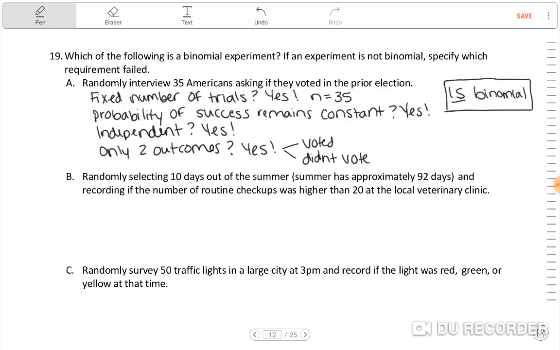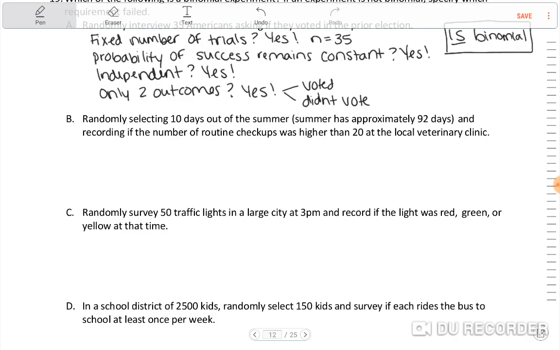There we go. Letter B says randomly selecting 10 days out of the summer. Summer has approximately 92 days. And recording if the number of routine checkups was higher than 20 at the local veterinary clinic. Well, let's see. I don't know. Fixed number of trials. So they selected 10 days. So the fixed number of trials would be 10. So that would be okay. But let's see, probability of success remains constant. Don't know. Let me think about this for a minute.